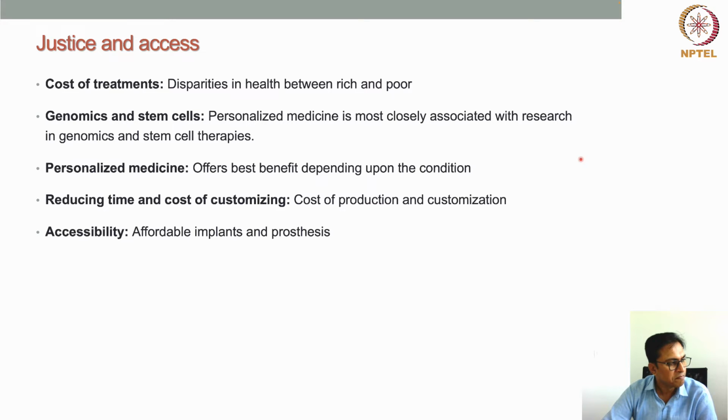Suppose a boy or a girl is growing. Personalized medicine can offer the best solution for their treatment, because if we develop or print an organ and put it into that boy or girl's body, then that organ should also grow with the person. So that's why personalized medicine can offer the best possible solution based upon the condition.